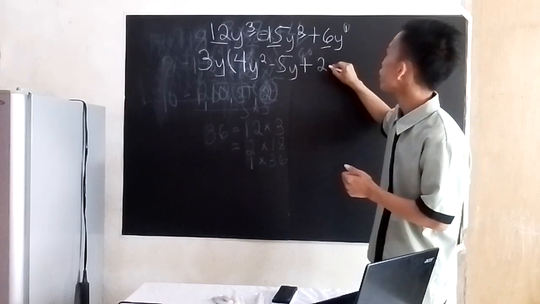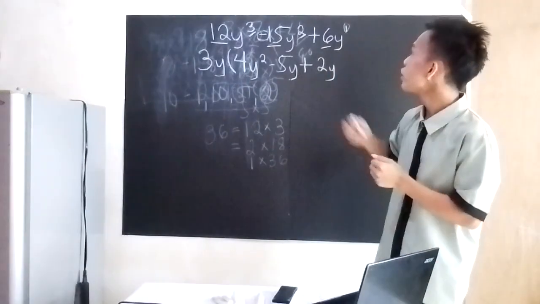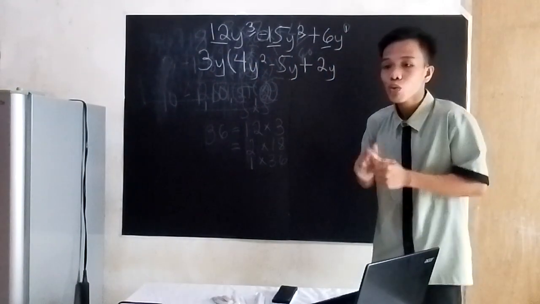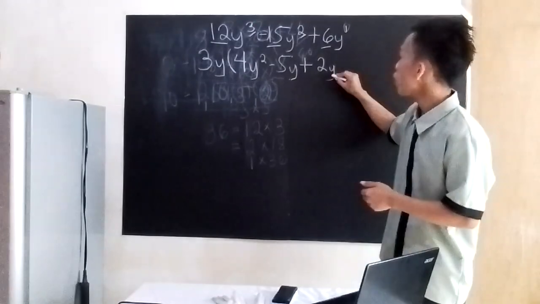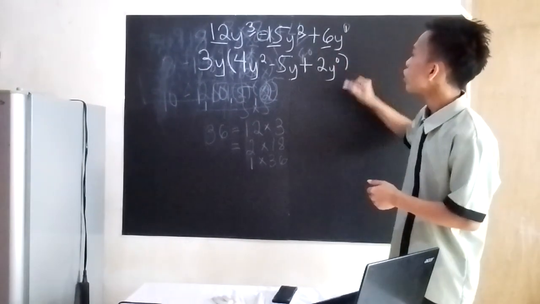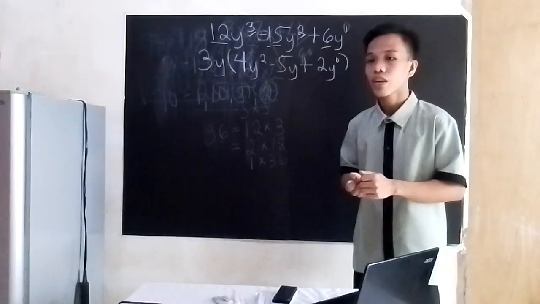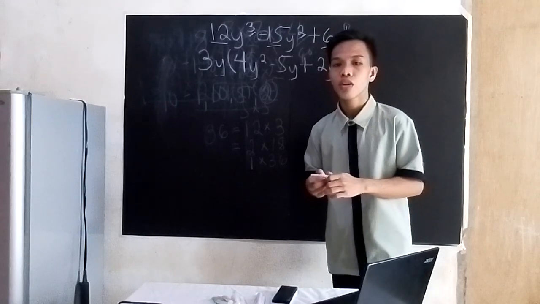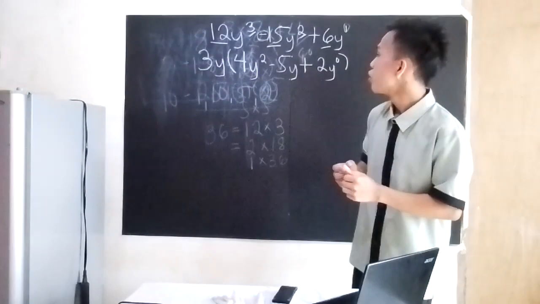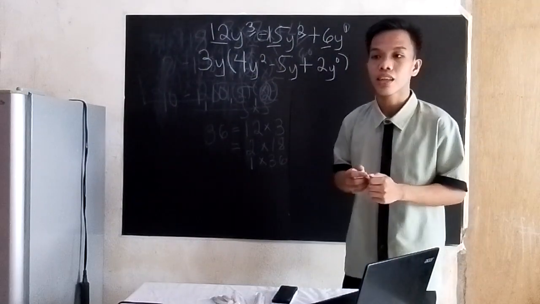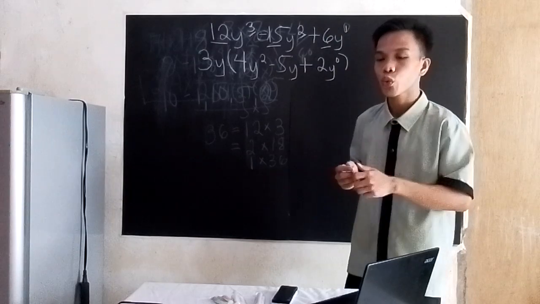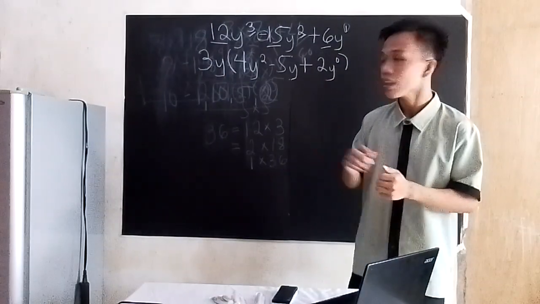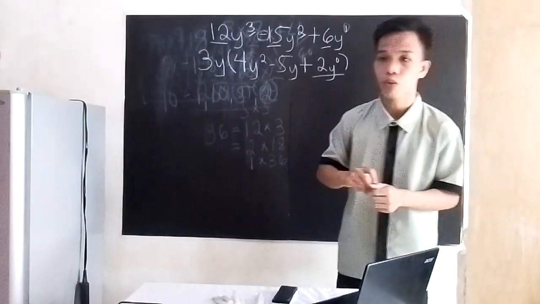Then next, copy the variable y, then exponent minus exponent. What is 1 minus 1? 0. So y raised to 0. Are we done in here? So we are not done yet. So why do you think we are not done yet? That's right, because we can simplify 2y raised to 0.